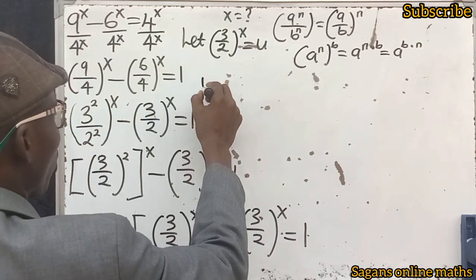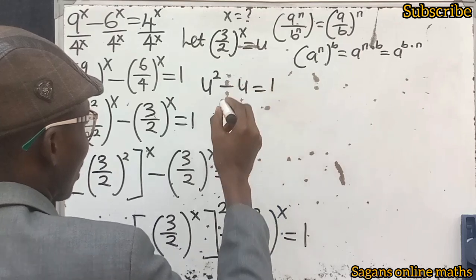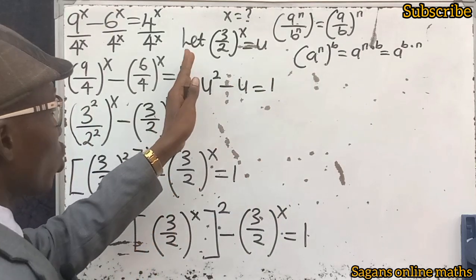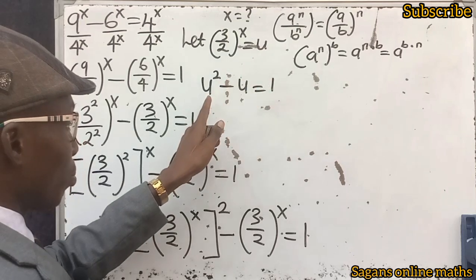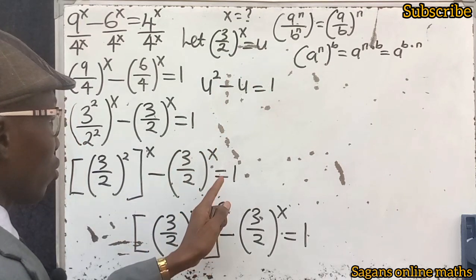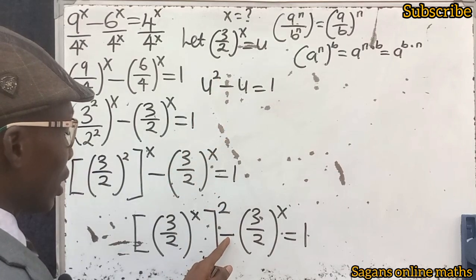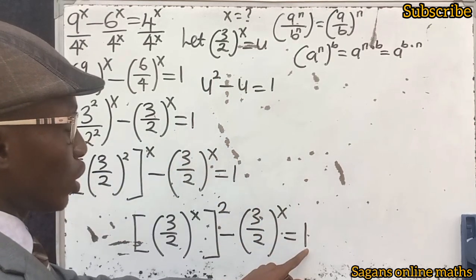So this now becomes u to the power of 2 minus u equals 1, by substituting u into (3/2)^x in place of it. You can see that this is u, so you can substitute in place of this. Consider all this is now u, and the power here is 2, that's why you're having a power of 2 here. Then minus sign is here, minus sign is here. Now all this is u, that's why you're having u here, equals to our 1, which is here.